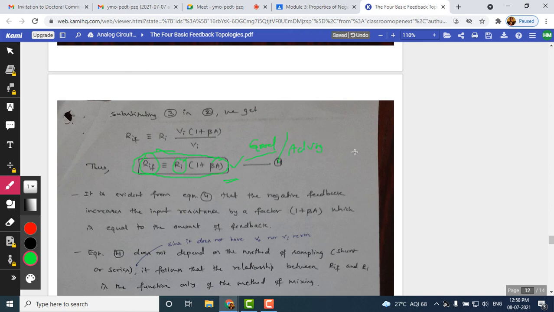With that, I will stop here. Next class we will continue with the output impedance derivation.